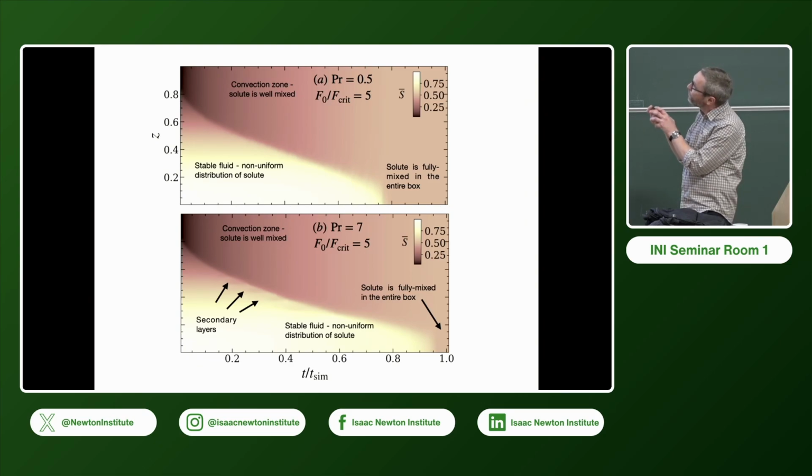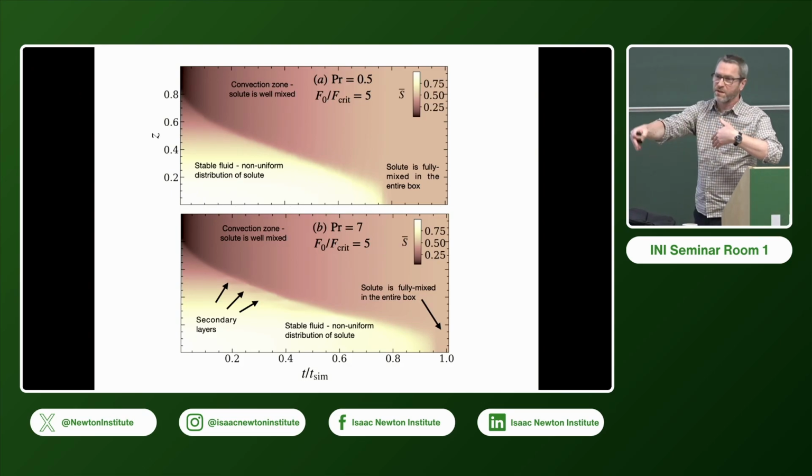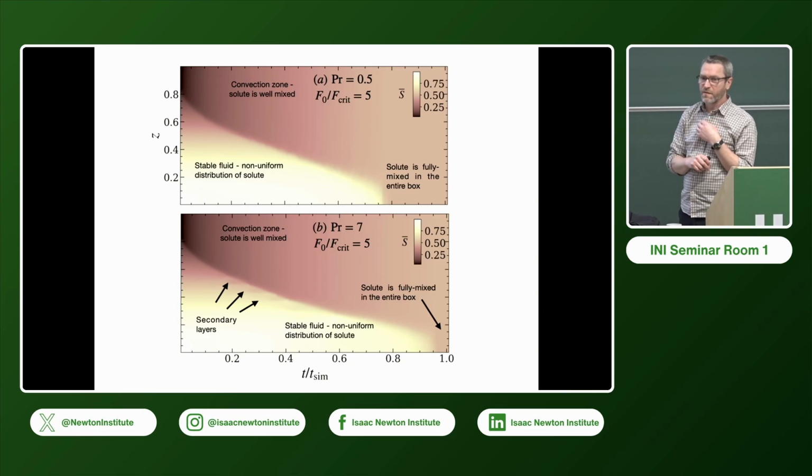This happens at Prandtl 7. We didn't see this at Prandtl 0.5. So when we go to Prandtl 0.5, the secondary layers just are not forming. The convection zone goes in, and the layers don't form.